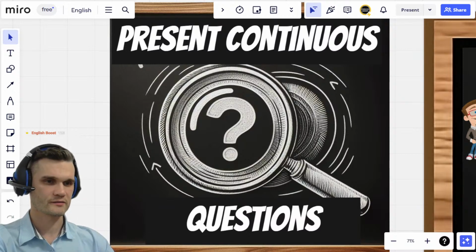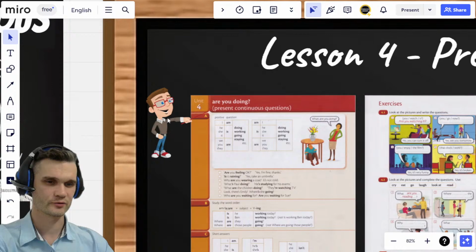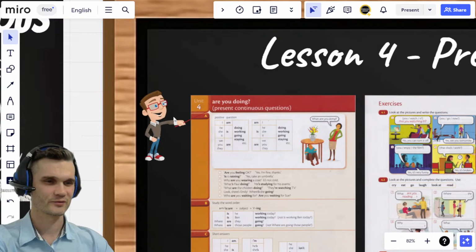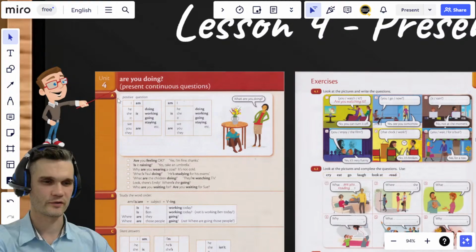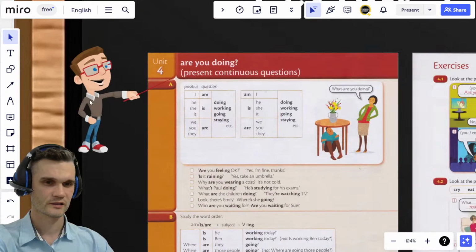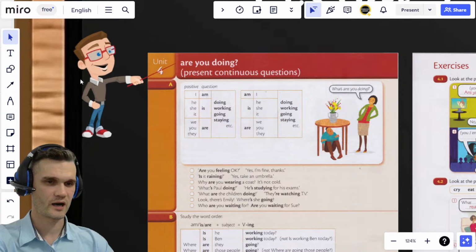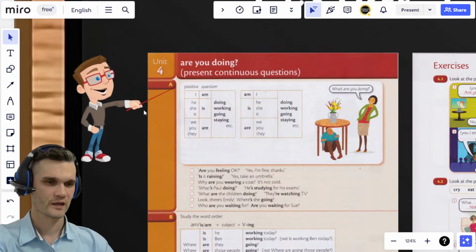So as you can see, the big picture here is it's called present continuous questions. That's what we're going to learn today. And I changed my helper from the big guy to the small guy, so it will be easier. So it's lesson number 4 from Murphy's Essential Grammar, and let's begin. So, are you doing? It's a question in present continuous.